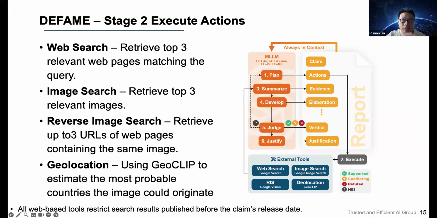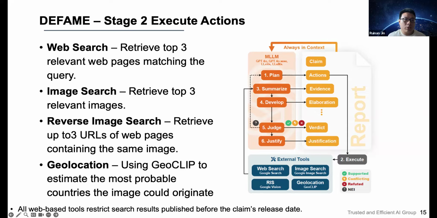And after they get that trajectory for using the tools, here is how they are going to execute those four tools. The first one is the web search, which, given a query, uses the Google API to search the relevant web pages. In their implementation, they retrieve the top three relevant web pages that match the query. Then there is also the image search, which, given the query, uses the Google API to retrieve the top three relevant images.